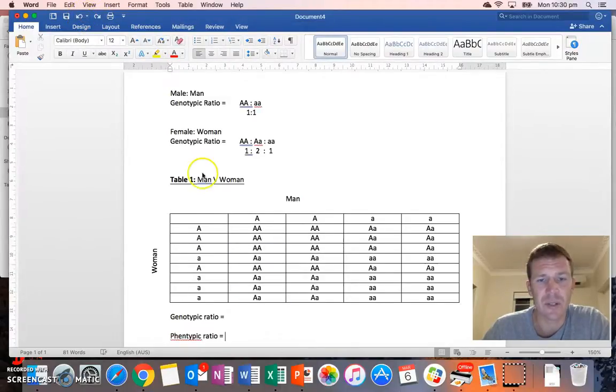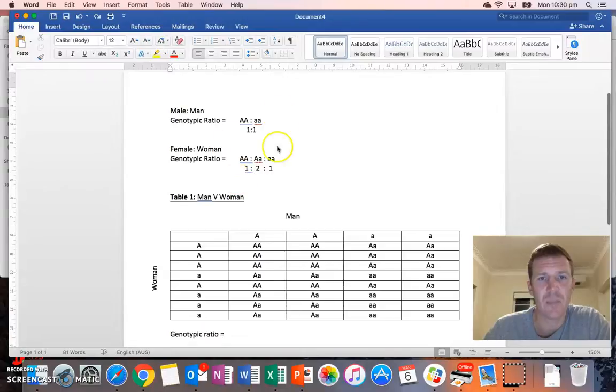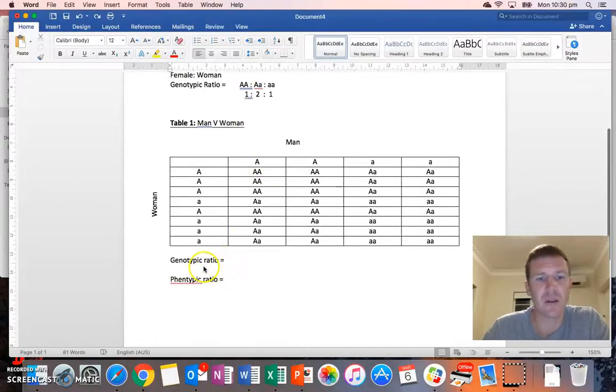and I've ended up with a situation where I've got all my possibilities here. So here are all the possible outcomes if I crossed man and woman, the male and the female, based on these things here. Okay, from here I can then go and work out my genotypic ratio and my phenotypic ratio.